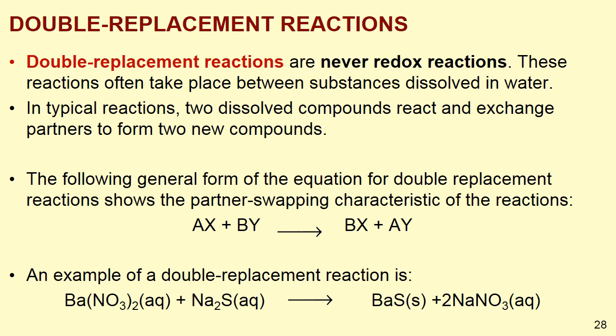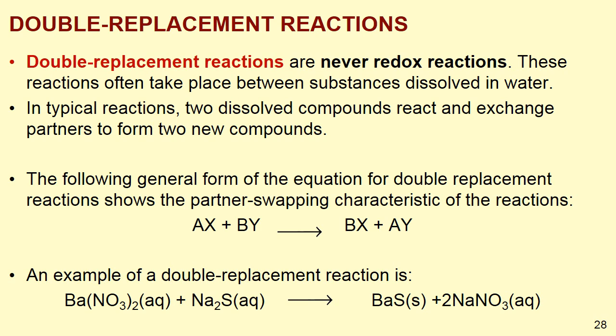All right, a double replacement reaction, as the name would imply, is where two things replace each other. And double replacement reactions are never redox reactions. These are actually either precipitation or acid-base reactions. So in a typical reaction, two dissolved compounds will react, and what they do is exchange partners. So if you look at the general equation, you can see that AX reacts with BY. So A is with X, B is with Y. And then on the product side, B is with X and A is with Y. So two things have replaced each other. The A and the B have replaced each other with the X and the Y. So a double replacement has two things that have replaced each other.